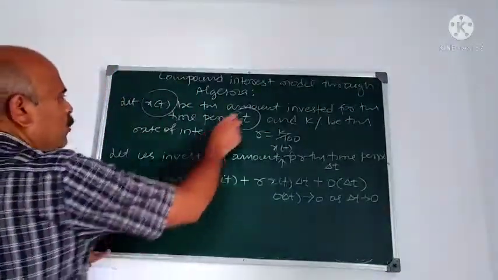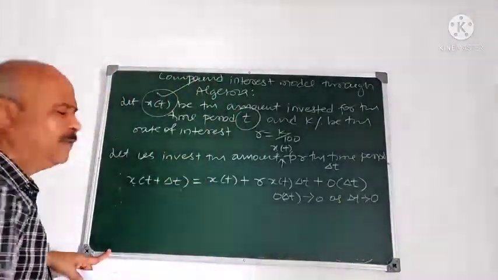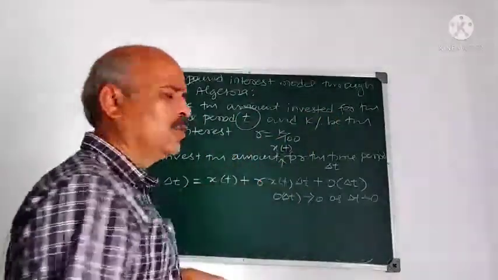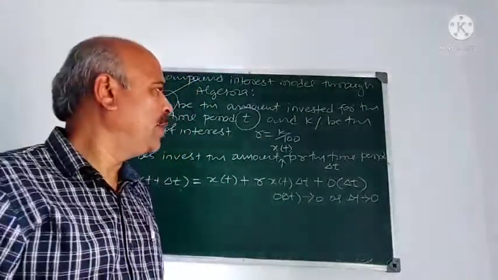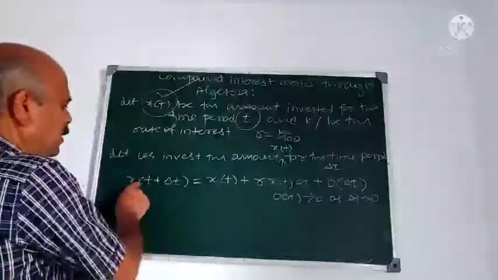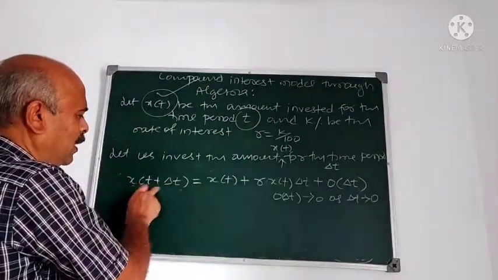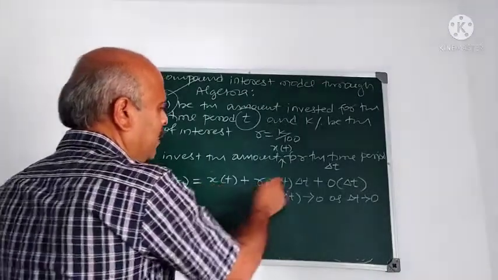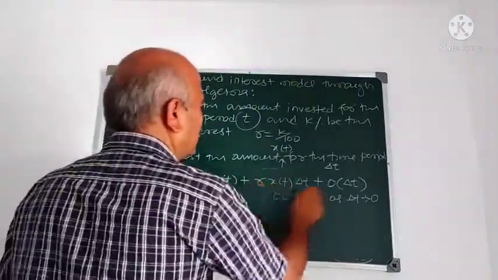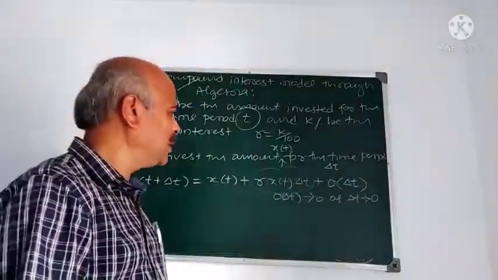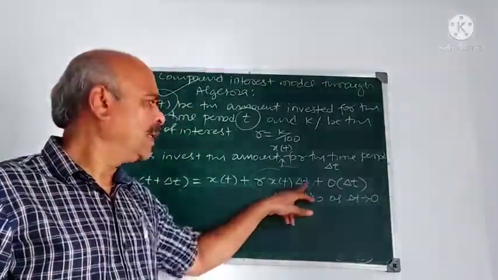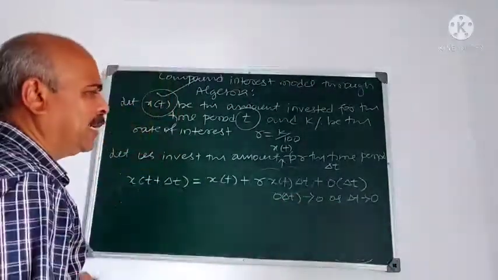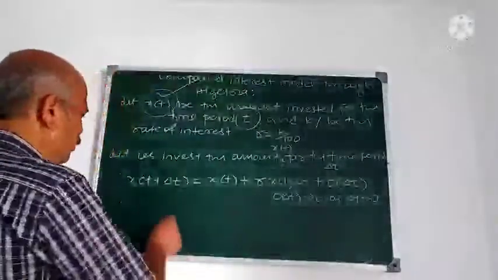Now, what do we have to find out? We have to find out x of t finally. It is invested for time t. For that, first we take, suppose x of t is invested for a short period delta t. Then x of t plus delta t means the amount at the end of that time period t plus delta t is x of t, that is the capital, plus the interest. The rate of interest is R, into x of t gives interest. Time is delta t. And o of delta t is infinitesimal and it tends to 0 as delta t tends to 0.